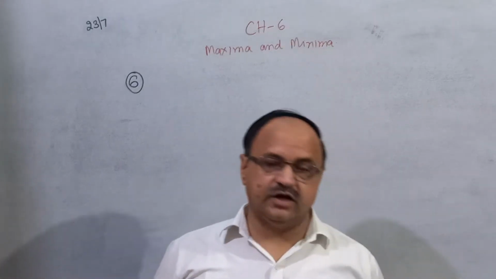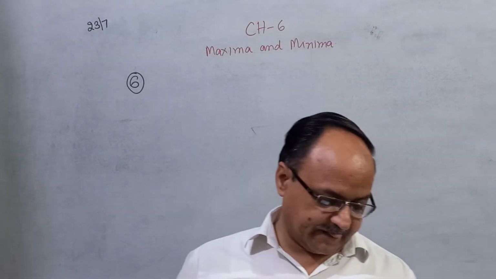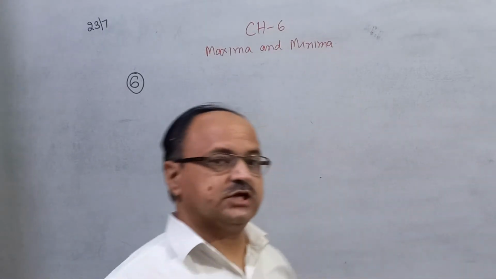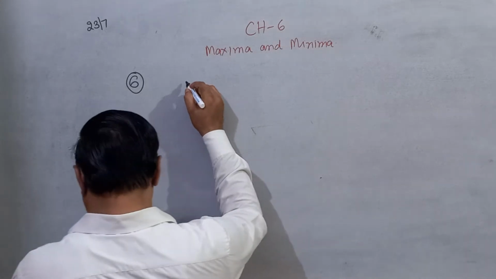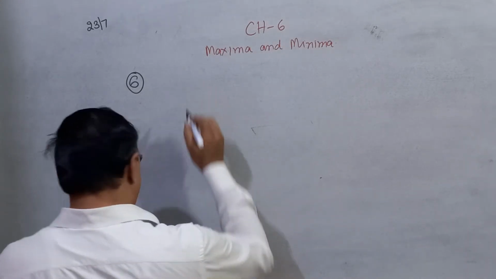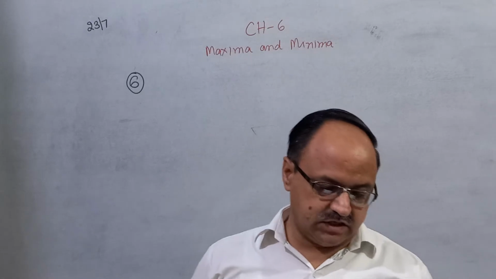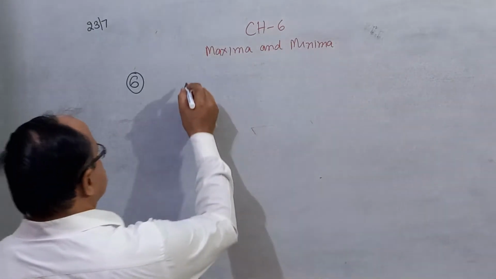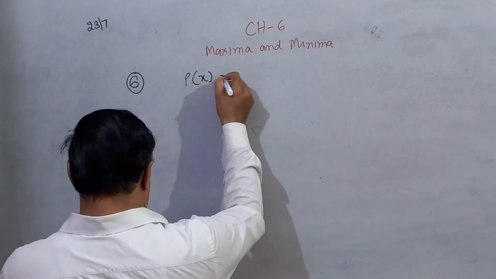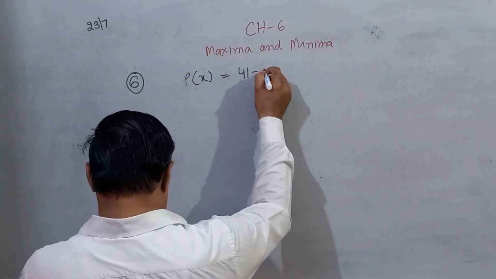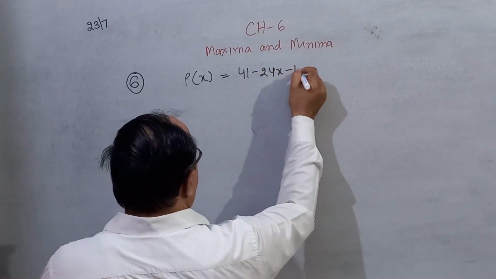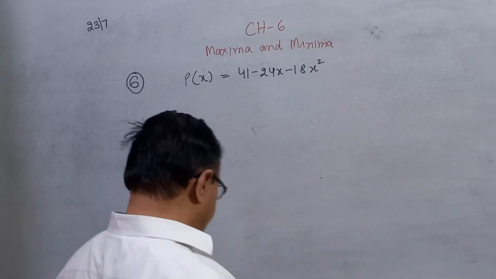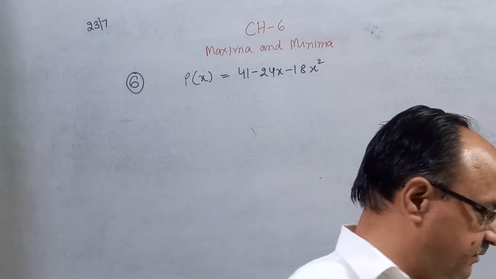Today we continue the same topic, that is maximum and minimum. Exercise 6.5, question number 6. Find the maximum profit that a company can make if the profit function is given by P of x is equal to 41 minus 24x minus 18x square. Find the maximum profit that the company can make.